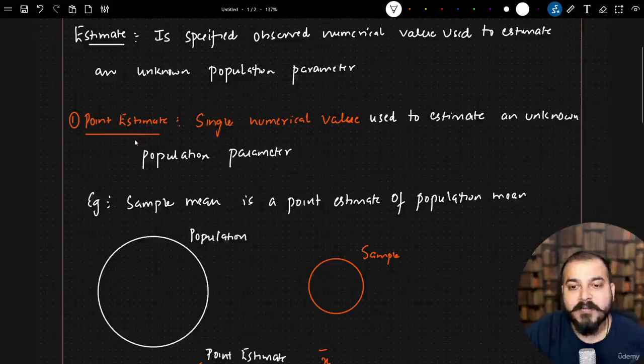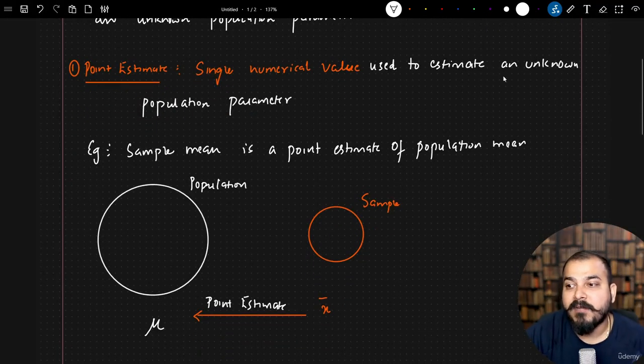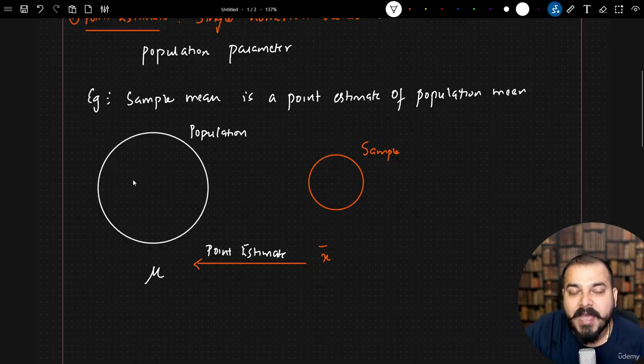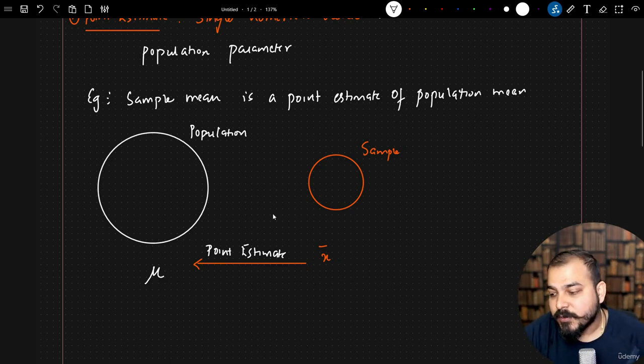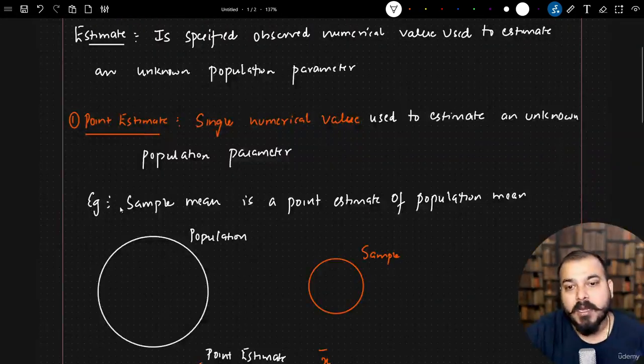Again, let me repeat the definition. A point estimate is a single numerical value used to estimate an unknown population parameter. Suppose I have a population and out of this I take a sample, this x bar that you are computing is a point estimate of the population mean. This sample mean we will use in order to represent the population mean. So this is what a point estimate is.